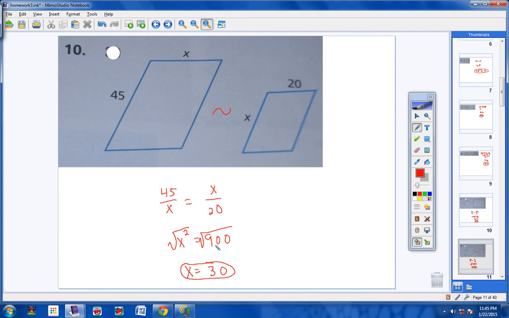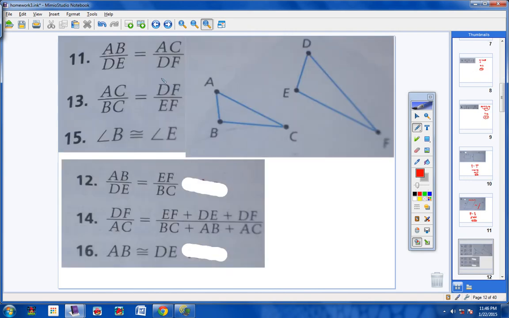Feel free to use a calculator there if you need to. How do I know x is a length? Because look, here's x, and it's referring to this length right here. Here's x, and it's referring to this length right here. So we don't want to use a negative number. x equals 30.